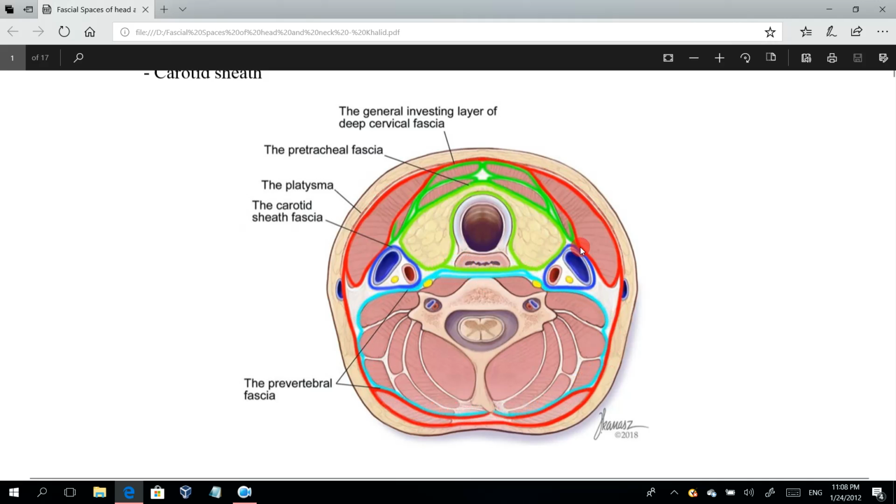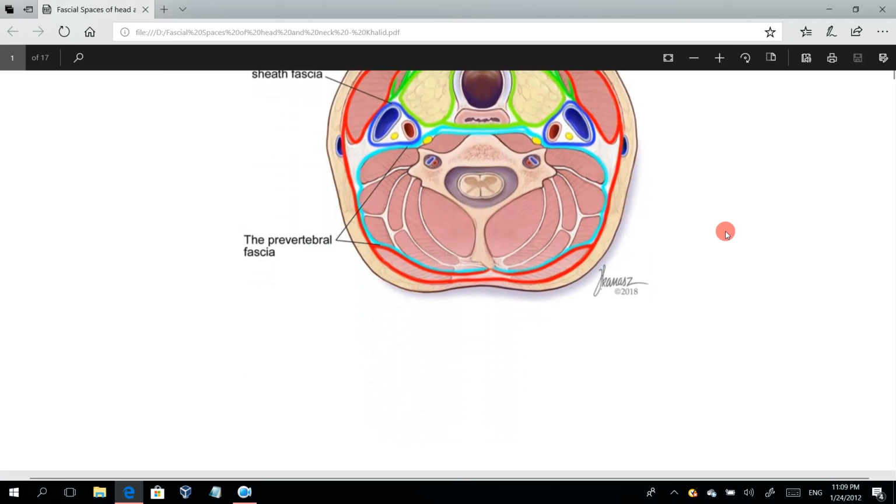And this blue colored line is the carotid sheath, containing the internal jugular vein, the common carotid artery, and the vagus nerve. And of course here the superficial fascia containing the external jugular vein. This is the external jugular vein within the superficial fascia.